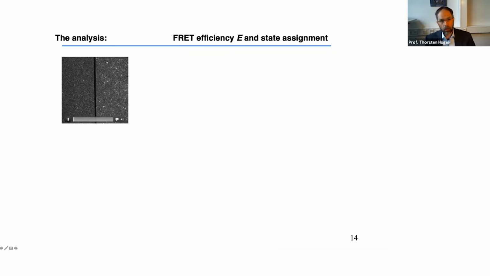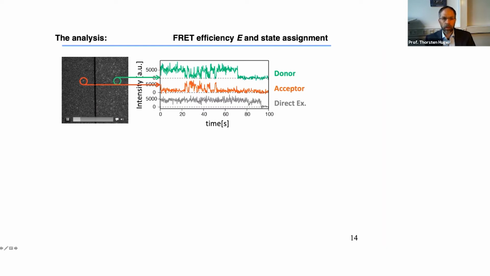So this is basically how this would look. One of these points is one of the molecules, and we separate the two colors on the two halves of a camera. So you have the one color here, the other color here, and you look at it over time. So this is one molecule: the one color, the yellow or here green color, and the other one, the red color. That's just a control. We don't have to go into these details.